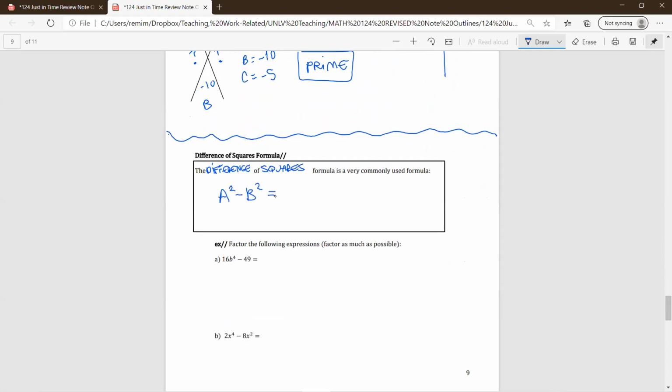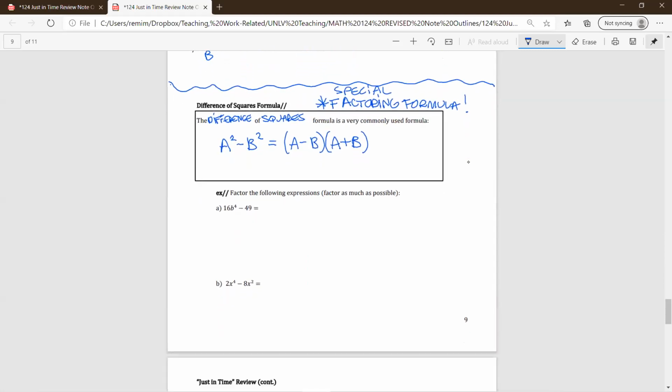If you have an expression of the form a squared minus b squared, then that can always factor to a minus b times a plus b. So it's a factoring formula. I should note that. It's a factoring formula. Well, your book calls it a special factoring formula. So let's see how that works in these examples.